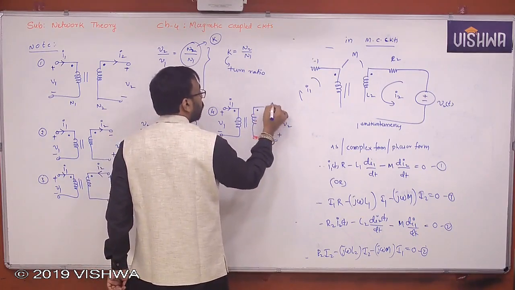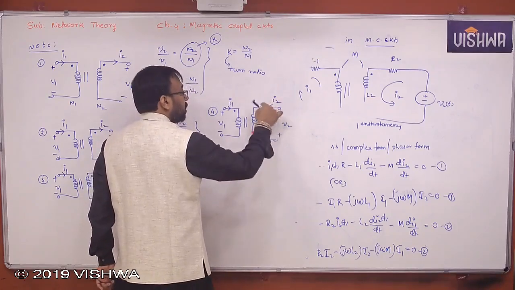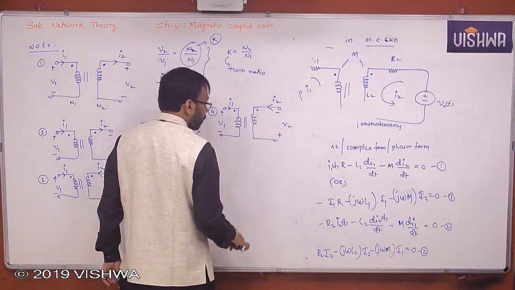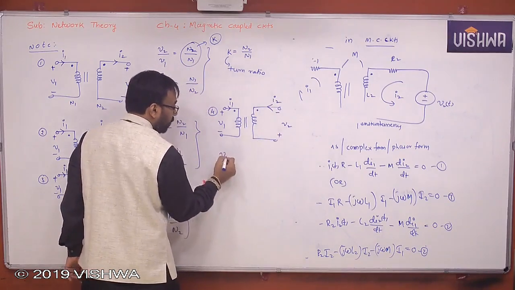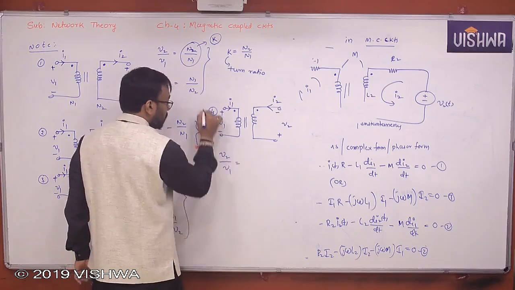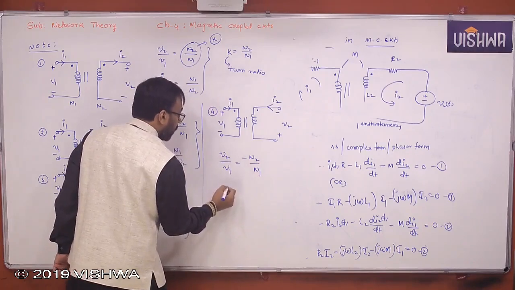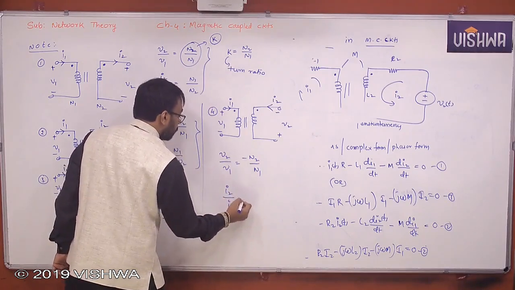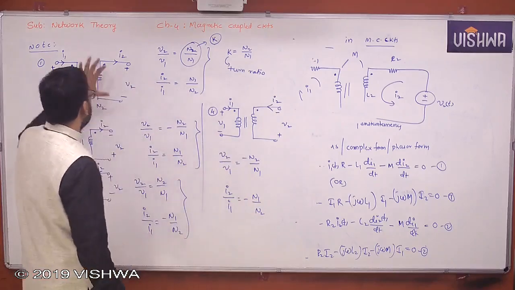But the current is shown reverse. The actual is this, but we want it this way. The actual is plus minus, but we want minus plus. So what will happen here? V2 by V1 is minus N2 by N1. I2 by I1 is minus N1 by N2. All these I am comparing with this only.